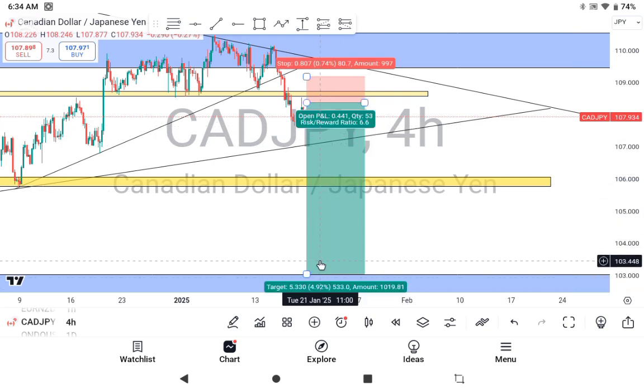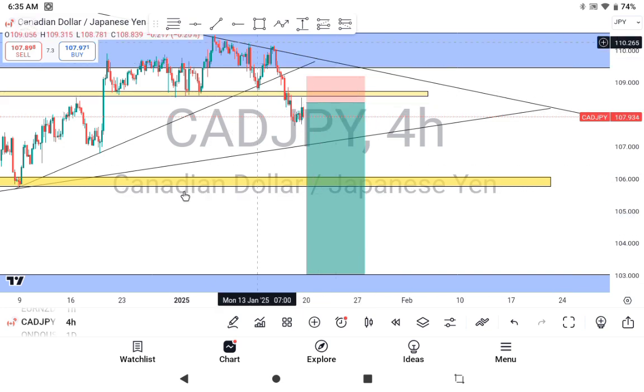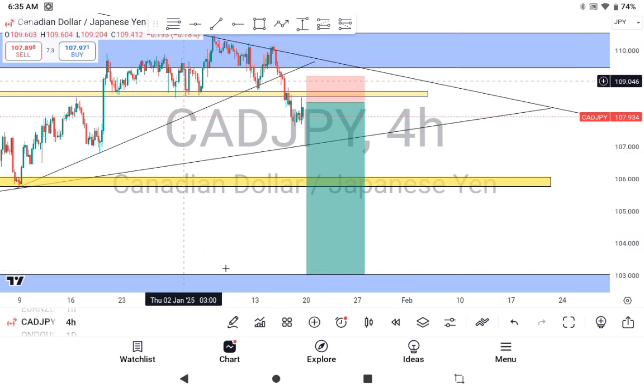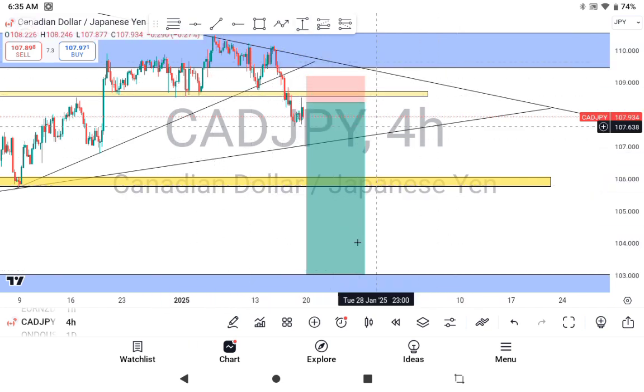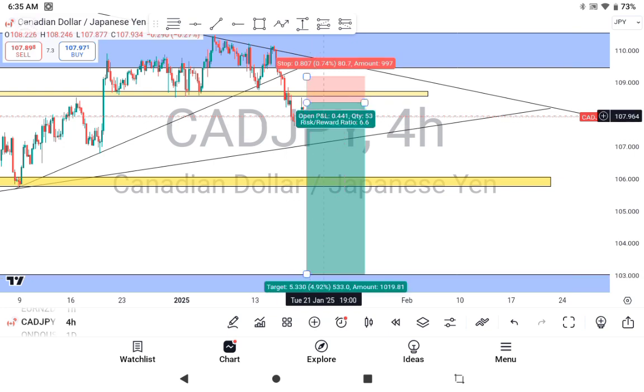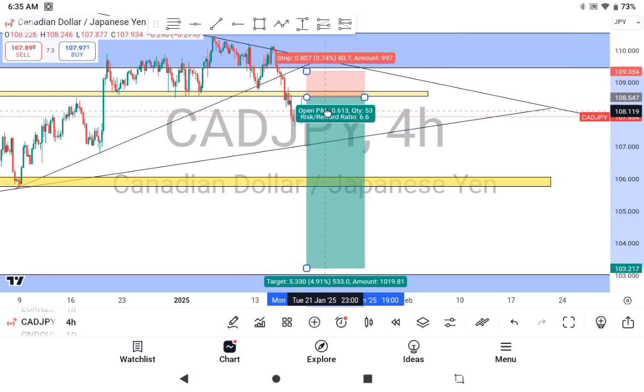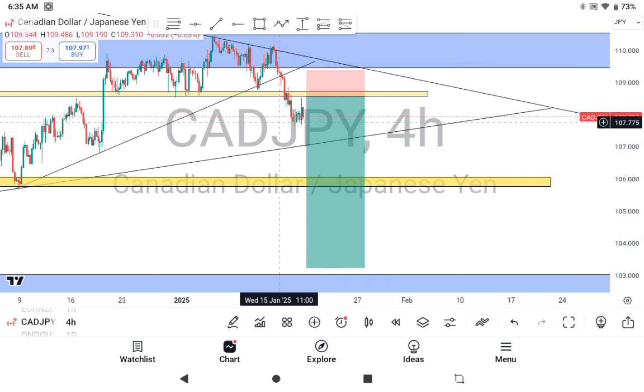So now we have seen what we need to see on CAD JPY. CAD JPY is on the sell trade, a retracement sell trade right now. CAD JPY is on a bullish trend, but all this selling happening right here is a retracement sell to this key level of support. So now we are done with CAD JPY. Let's move over to the next pair.